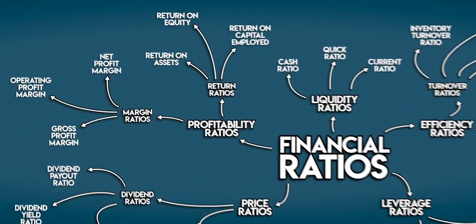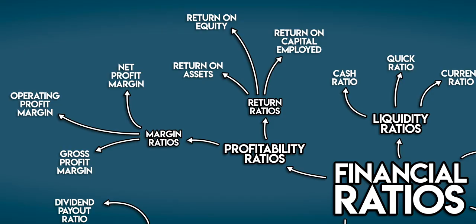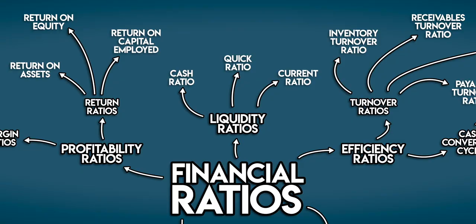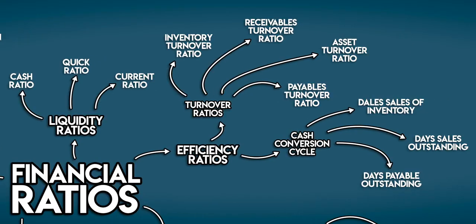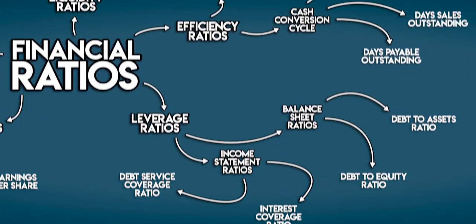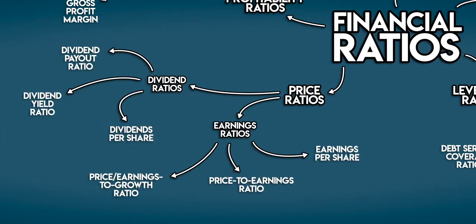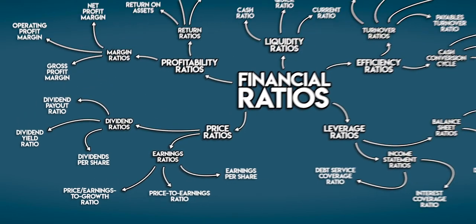We covered profitability ratios, which measure how efficiently a business generates profit, liquidity ratios, which tell us if a business can cover its short-term debt obligations, efficiency ratios, which show us how quick they are at selling inventory, collecting cash, and paying off creditors. And then there was leverage ratios, which measure how much debt a business has taken on and its ability to service that debt. And finally, price ratios are used by investors to evaluate the share price of a business to see if it's a worthwhile investment.